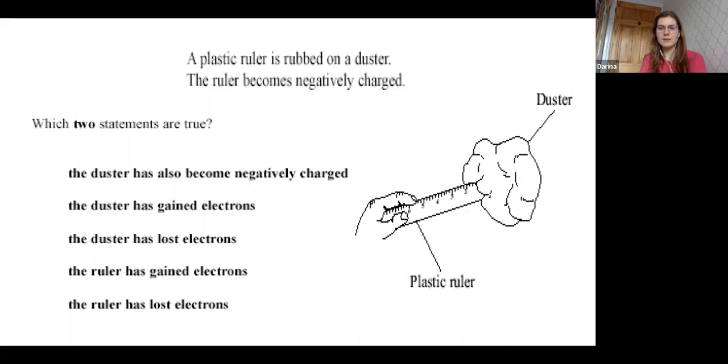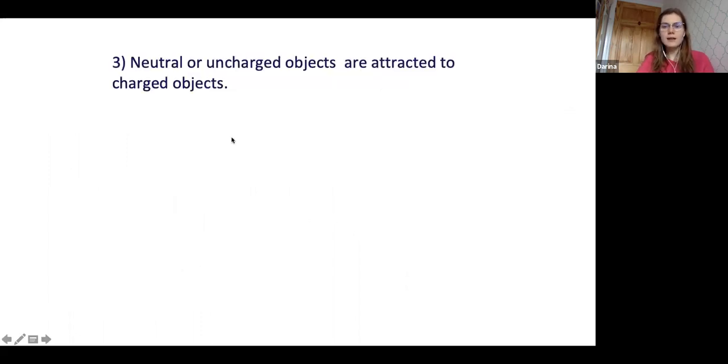Okay, we've got some answers. Well done. The correct answers are 3 and 4, because we know that the ruler is negatively charged, therefore it must have gained electrons, and we know that the duster is where those electrons came from, so the duster must have lost electrons. So 3 and 4. Well done, you guys.